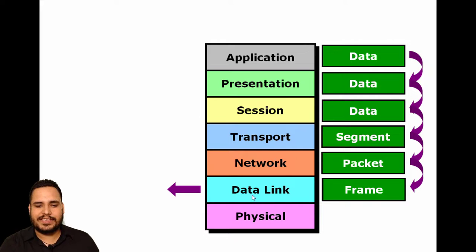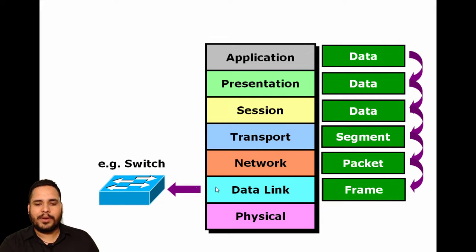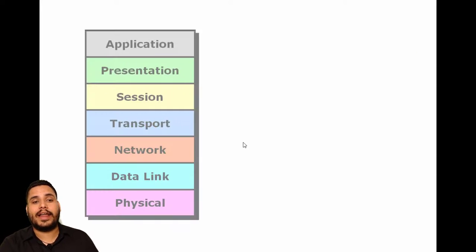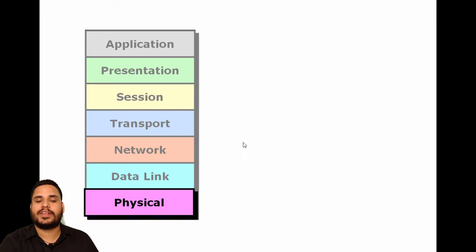So let's discuss the physical layer, because at the transport layer data comes as segments, at the network layer data comes as packets, at the data link layer it comes as frames, and at the data link layer the device used is the switch. Now, what is the physical layer and why is the word physical used in this layer?